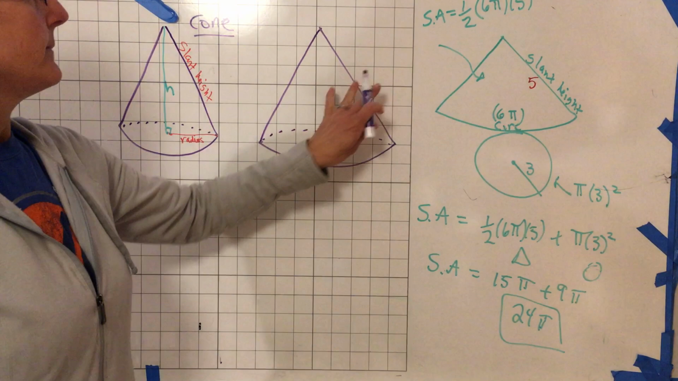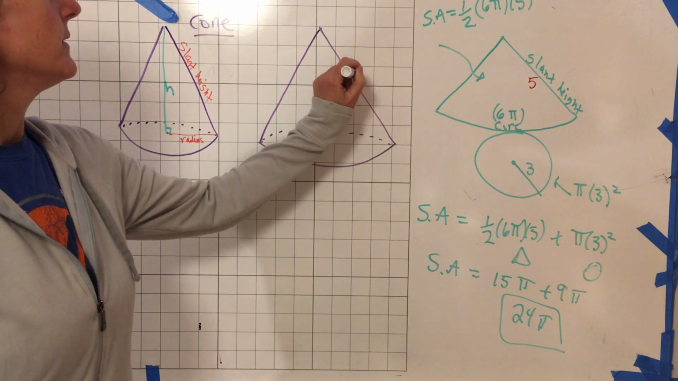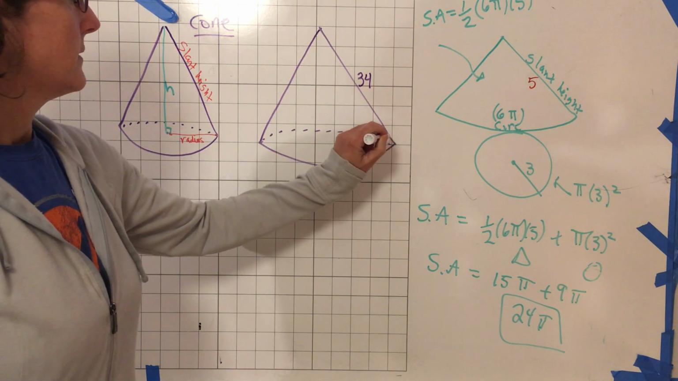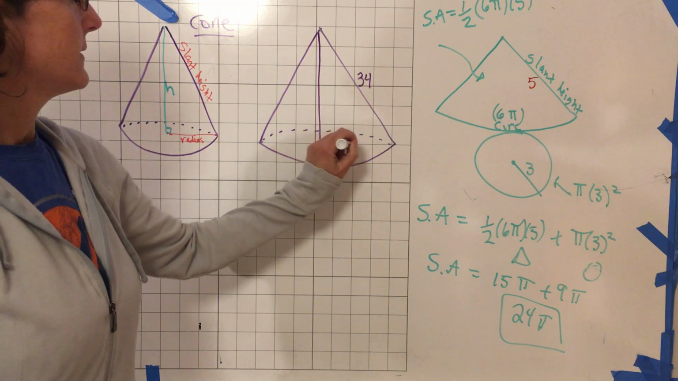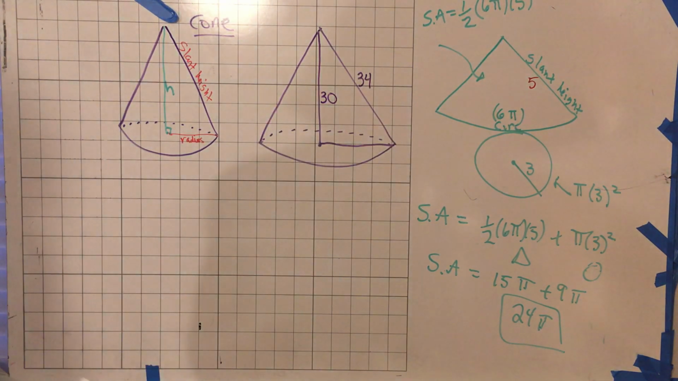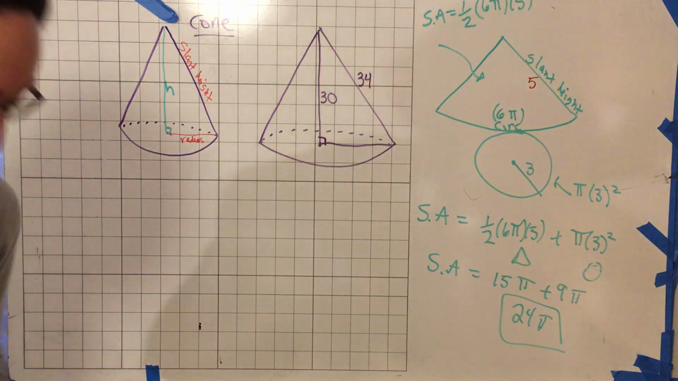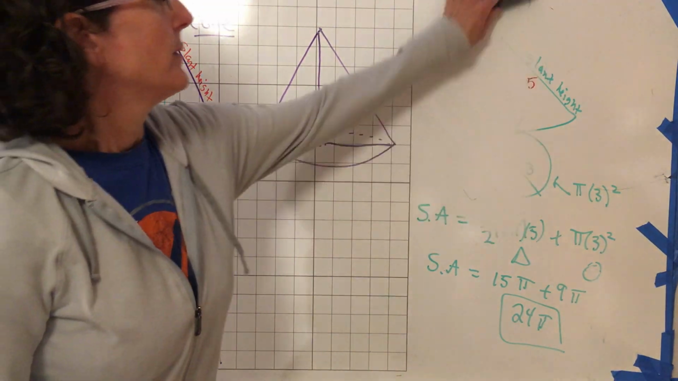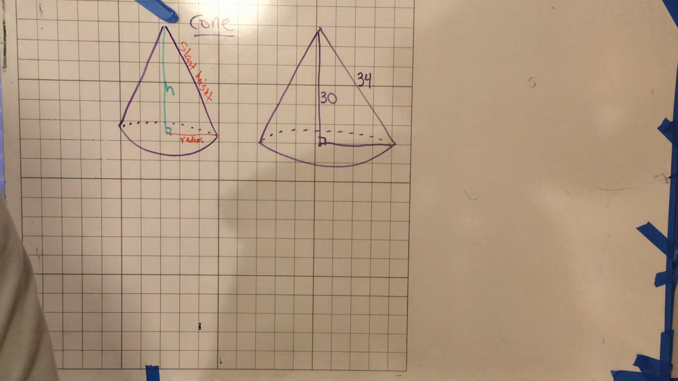And this time, I'm going to give you that this is 34. Okay. Draw a height for me. Draw straight over. Okay, and then this is 30. Okay, so in this case, I have the slant height, which is what I need. And I have the regular height, but what I don't have is the radius. I don't have r right here.